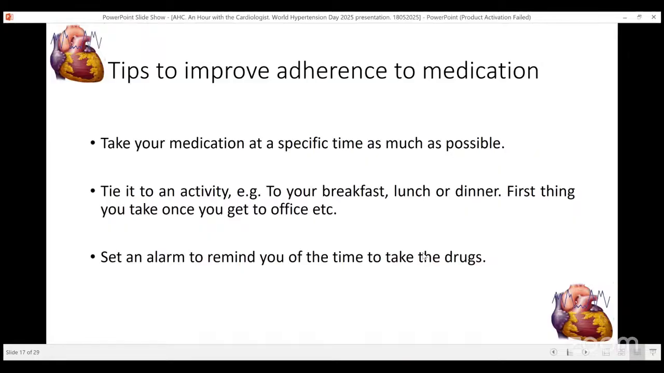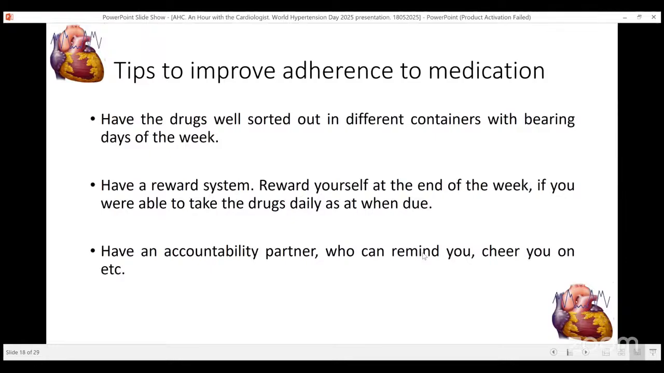Set an alarm to remind you of the time to take your drug. Okay. If you are so busy and you cannot tie it to any activity, then set an alarm. All right. Have the drugs well sorted out in different containers bearing the days of the week. All right, that will also help.